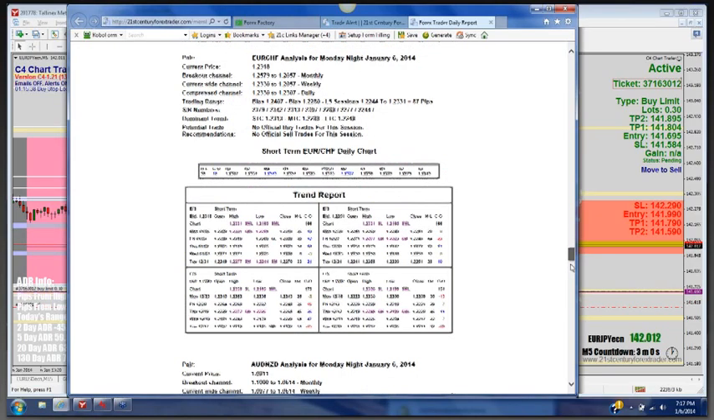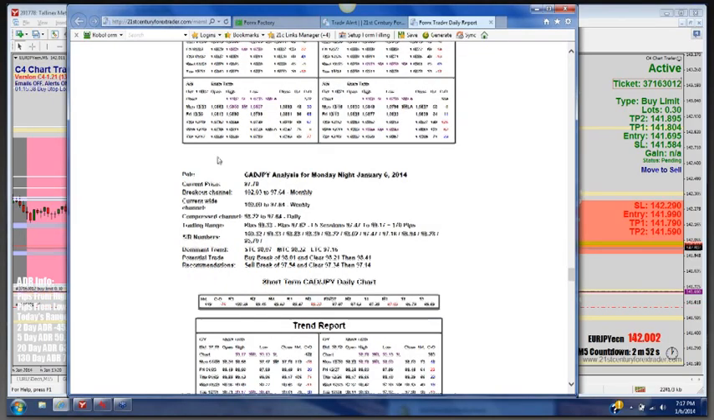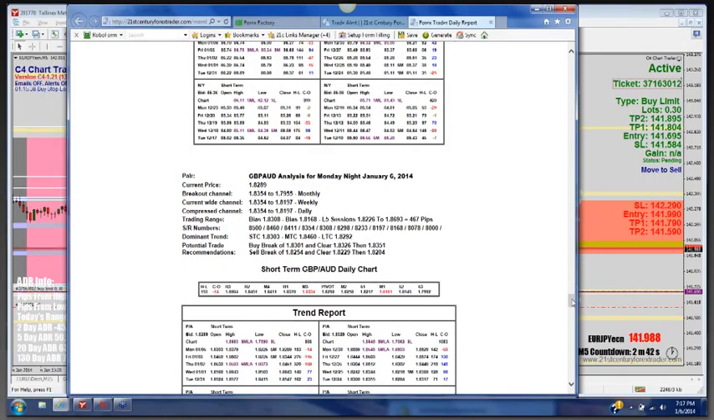So it just really takes you a couple of minutes to go through this report and look for those key channels. Here again, the CAD yen. Looks like we have a channel bottom here that's being established. If you're not talking, you can run through this report in about 5 minutes and really place all of your trades.